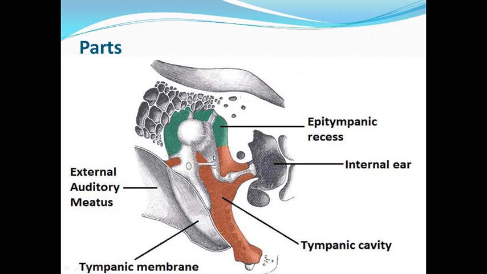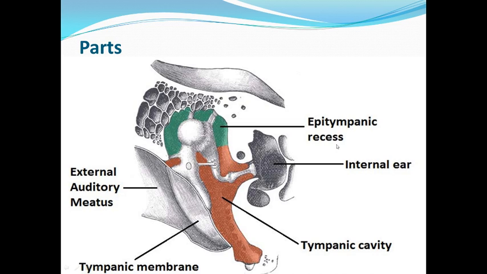And the area which is above the level of the tympanic membrane, the area of the tympanic cavity is termed the epitympanic recess, and this epitympanic recess has the major part of the malleus and the incus. These are ear ossicles, which are three in number: malleus, incus, and stapes. The major part of the malleus and the incus will reside in this epitympanic recess, which lies above the level of this tympanic membrane.